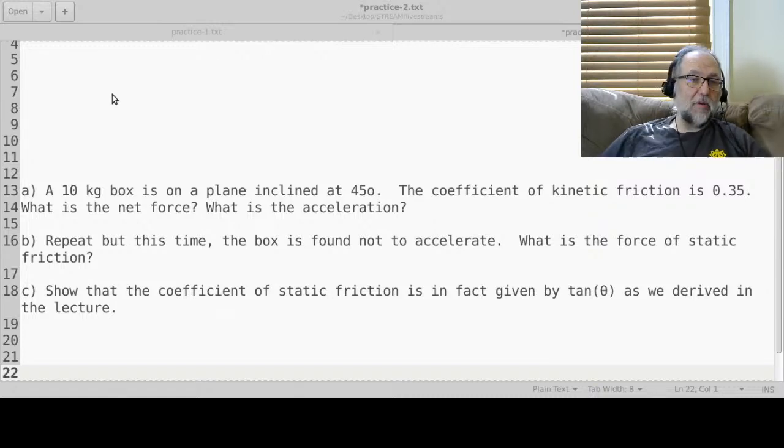So what I have here is a 10 kilogram box on a plane inclined at 45 degrees, and the coefficient of kinetic friction. Kinetic means it's going to be moving. The coefficient of kinetic friction is 0.35, and what is the net force, and what is the acceleration?